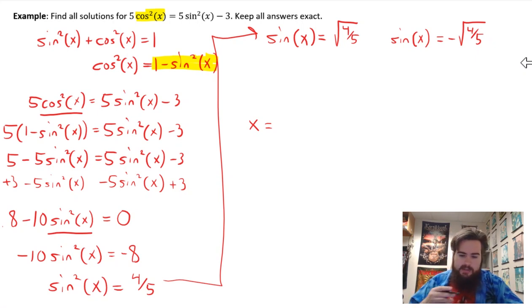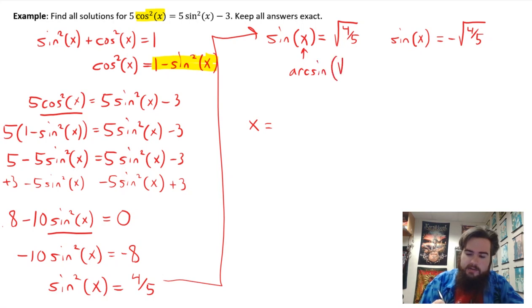or something. When we solve for x in that first set by taking an inverse sine, our first set will look like arcsine of square root of 4 over 5 plus 2 pi k.